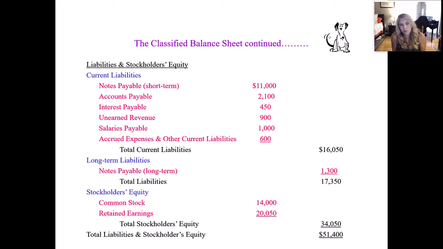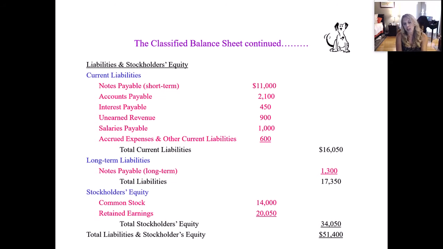So if we add them all up, we'll get total current liabilities of $16,050. We'll have long-term liabilities like a notes payable, a long-term note of $1,300, and that'll add in with the $16,050 to give us total liabilities of $17,350. Okay, so that's one part of that side of the balance sheet. We have to add our stockholders' equity. So we'll add our common stock, which is the initial investment that our stockholders have paid for the corporation to start the business, which is $14,000.